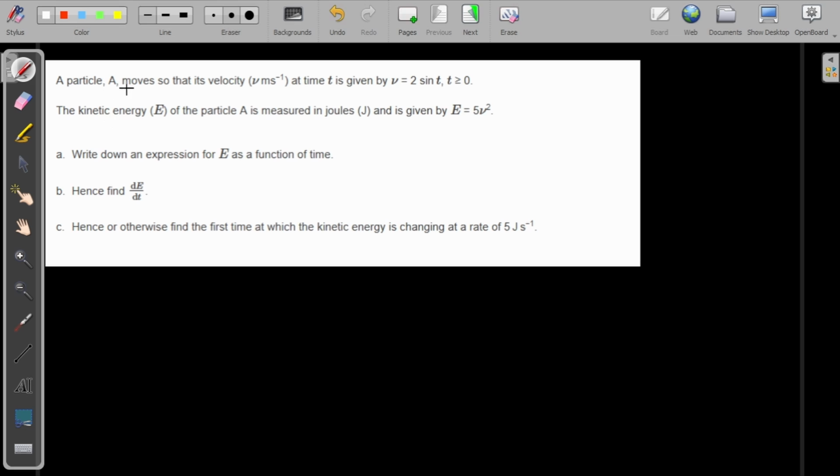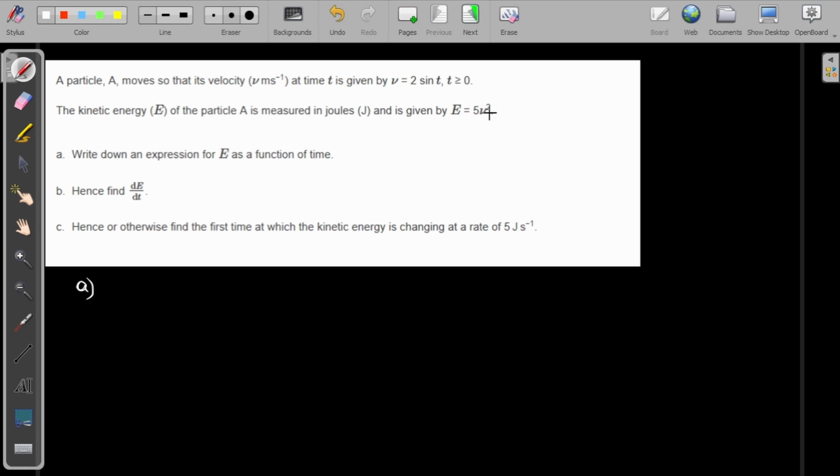It says a particle A moves so that its velocity v meters per second at time t is given by this function, v equals 2 sine t, with t bigger than 0. And the kinetic energy of the particle A is measured in joules and is given by E equals 5V square. Part A: write an expression for E as a function of time.